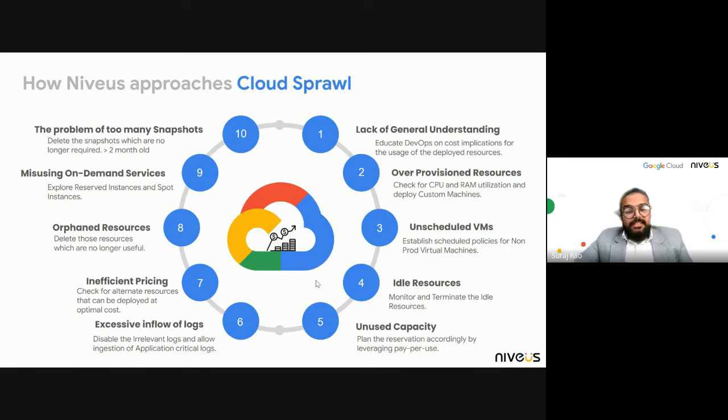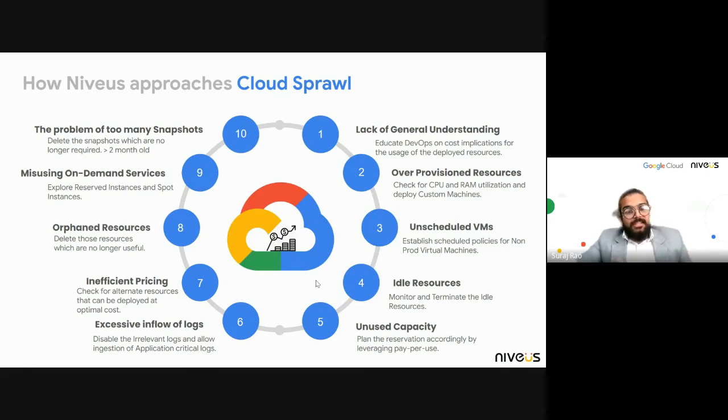Delete the instances or resources which are no longer required. That could be a disk, IP addresses, a CDN deployment, or a deployed load balancer. So delete these resources which are no longer required. Misuse of on-demand services: again, explore reserved instances.